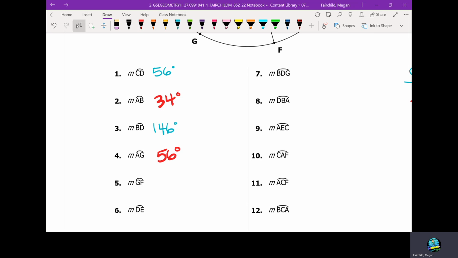Okay, if someone disagrees, just speak up. Number 5, Mojo. 5. Number 6, Roger. 34 again? Okay. Number 7, Davis. 70. Okay. Number 8, Allison. 180 degrees. Okay.